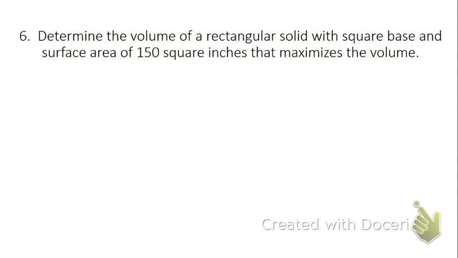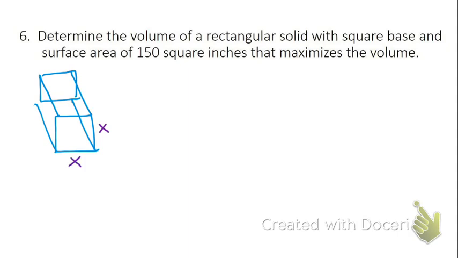Alright, let's get to this last one. It's asking me to find the volume of a rectangular solid with a square base and surface area of 150 square inches, and we want to maximize volume. Again, I want to help you get this one set up. Let's think about what it's asking me about, and this will be the best picture I can come up with for now. But we have this square base. It kind of looks like this. And I know it looks like it's kind of sideways, but this part right here is like the base, and then this part here is the height.